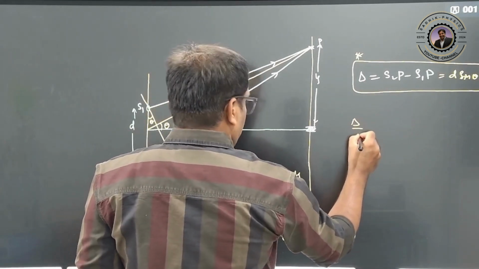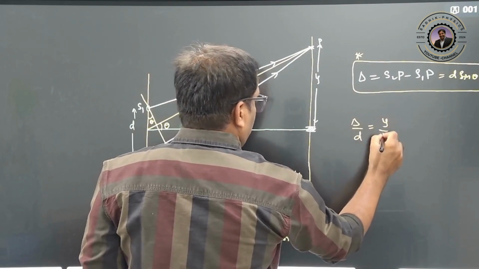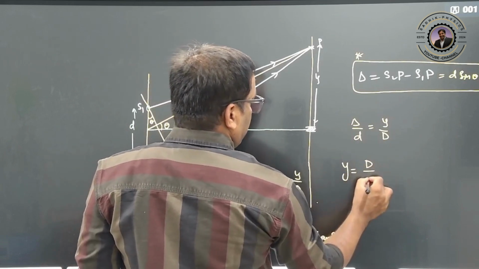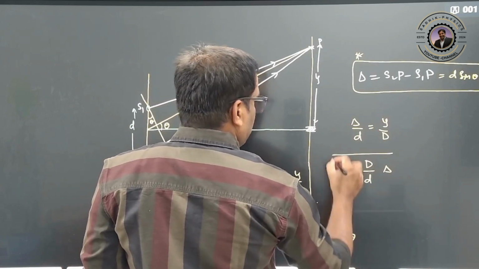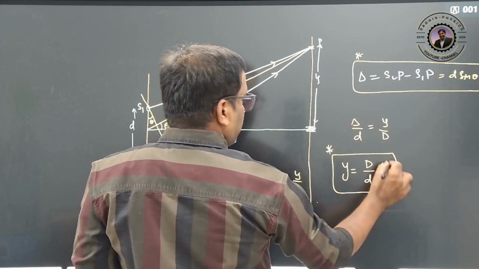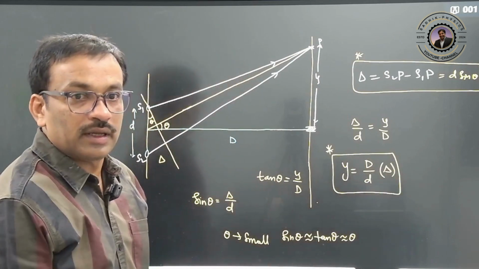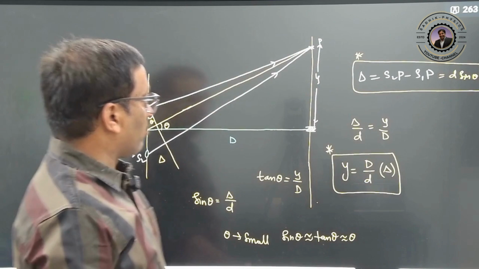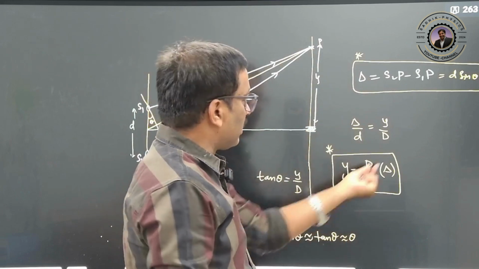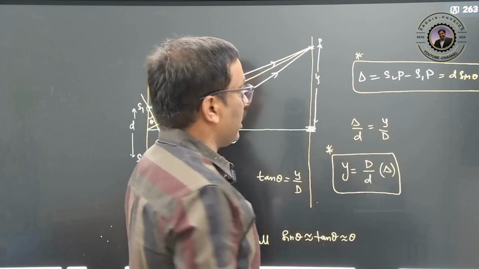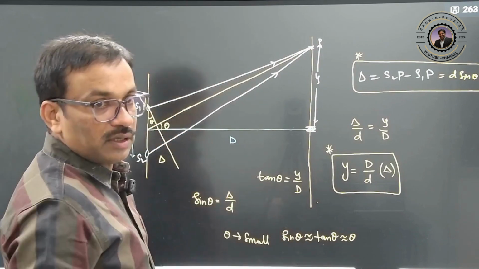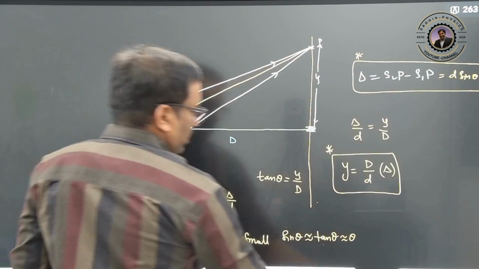Therefore, what can I write now? Delta by d is equal to y by D. So this y distance can be written as D by d into delta. This distance depends upon this delta. Clear? So y is the position of whichever fringe we have to decide, and that depends upon our path difference. I think you got the clarity on this, so you can do it very easily.